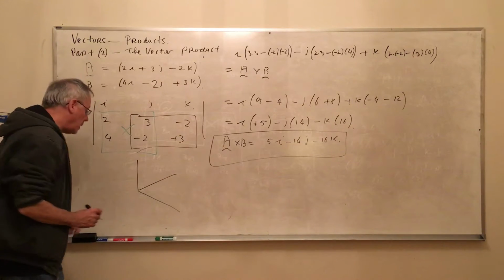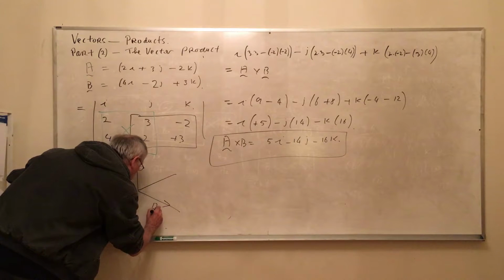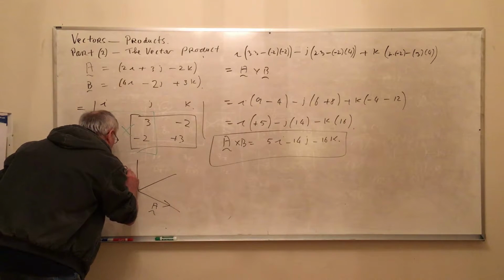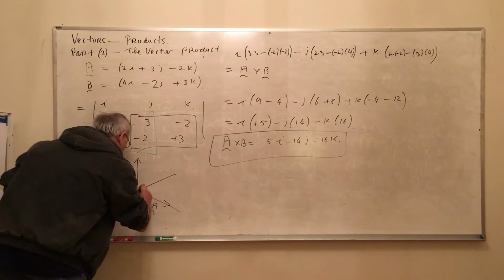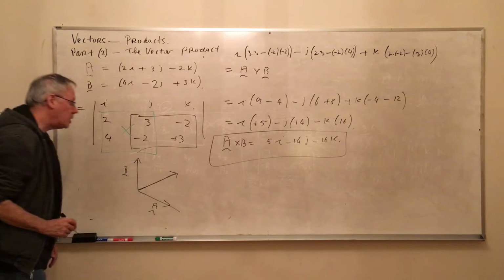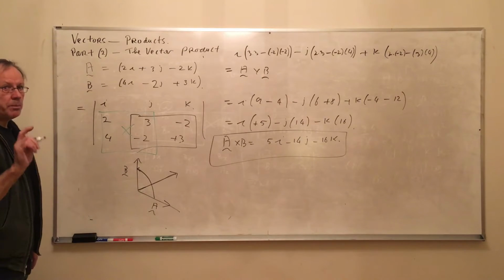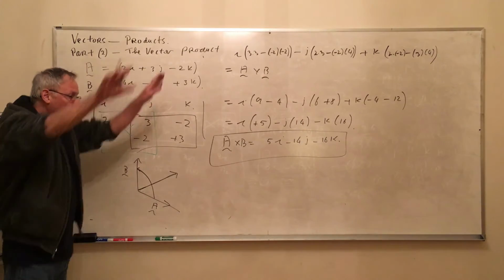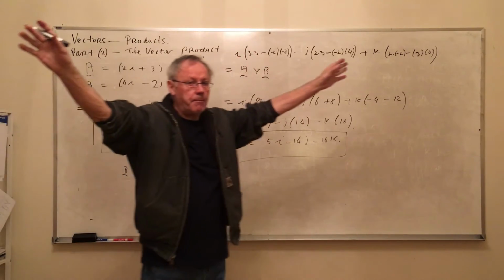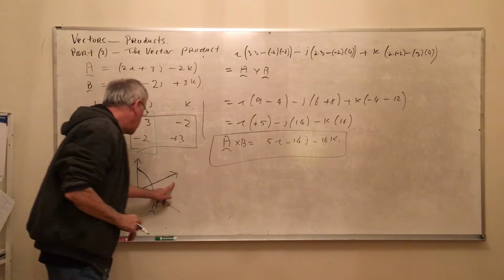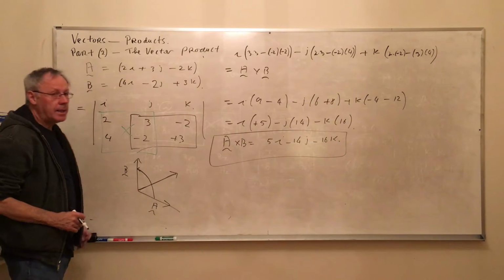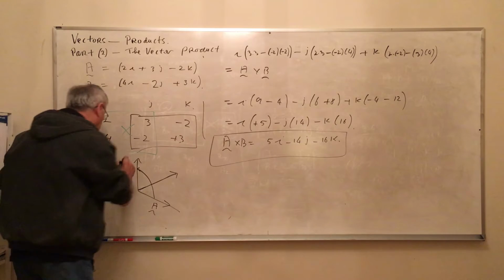Now I'm not drawing it to scale, but if this was A and this was B, A cross B is a vector at right angles to the plane that they make together. Two vectors generate a plane. The cross product will make a vector at right angles to that plane.